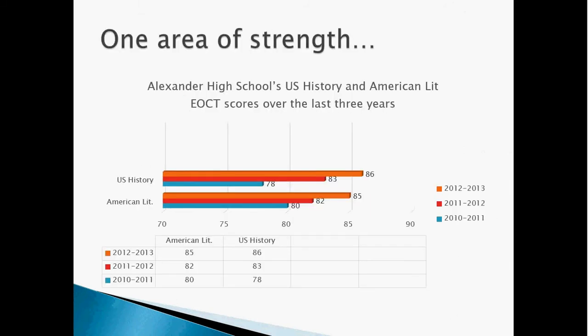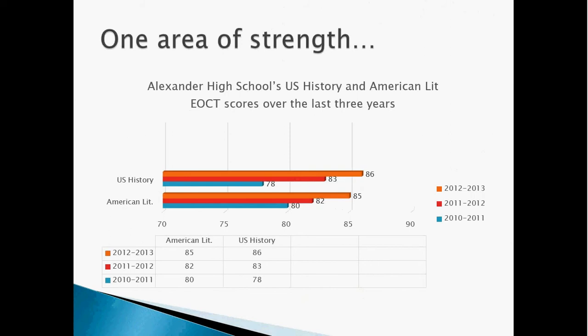One, I want to look at an area of strength. If you look at our U.S. history, American Lit, EOCT scores over the last 3 years, you see there's a steady increase. So we go, let's say, from U.S. history from 78% 3 years ago, meeting or exceeding the EOCT, to 86% of the students meeting or exceeding on the EOCT. And I think that's a large increase. In American Lit, we're increasing from 80% of their students to 85%. And so I think we're doing a great job here, and I just want to point that out, that we do have strong areas of strengths here at Alexander High School.